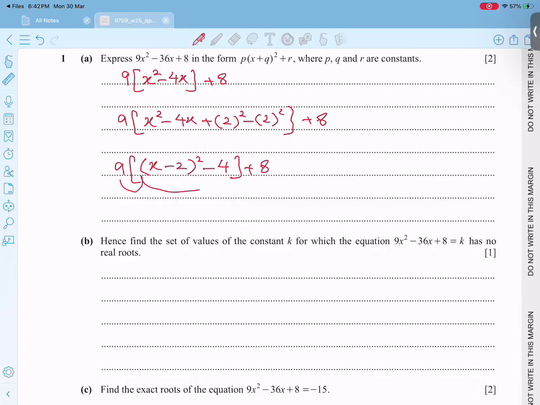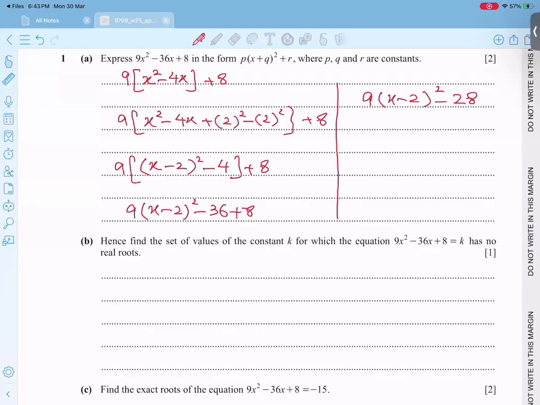And this 9 multiplies with both values. So 9 ones are 9, 9 fours are 36, and plus 8. And finally, what answer do I get? 9 times (x minus 2) whole square, and so negative 28. So I hope the concept is very clear. Okay, first part is over.